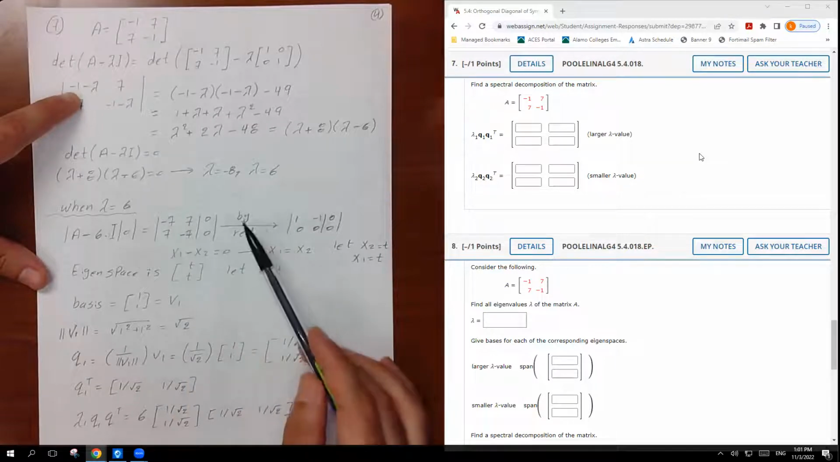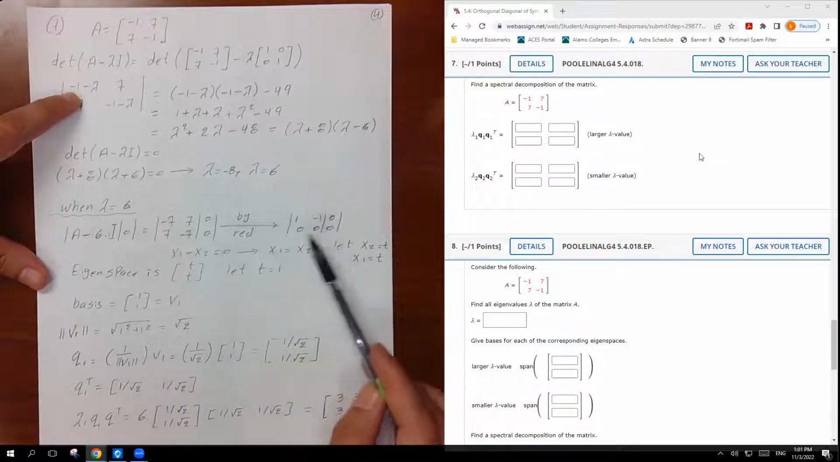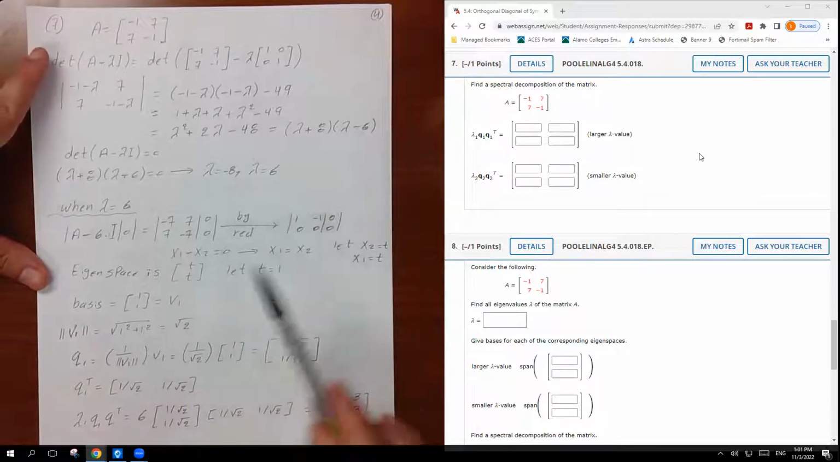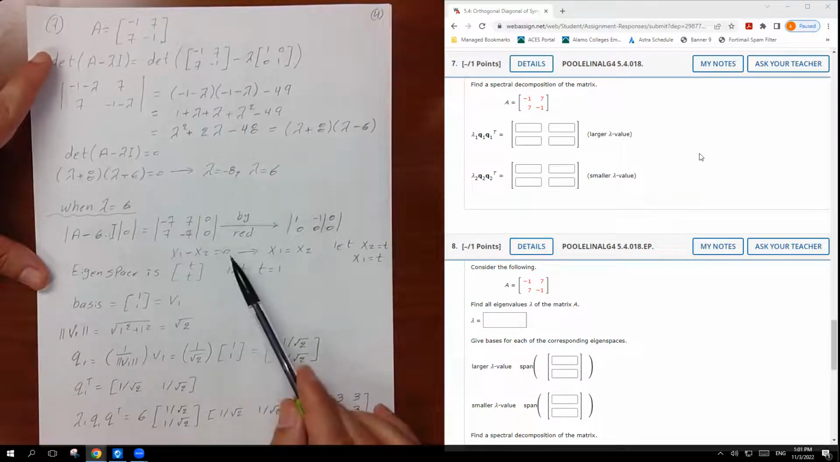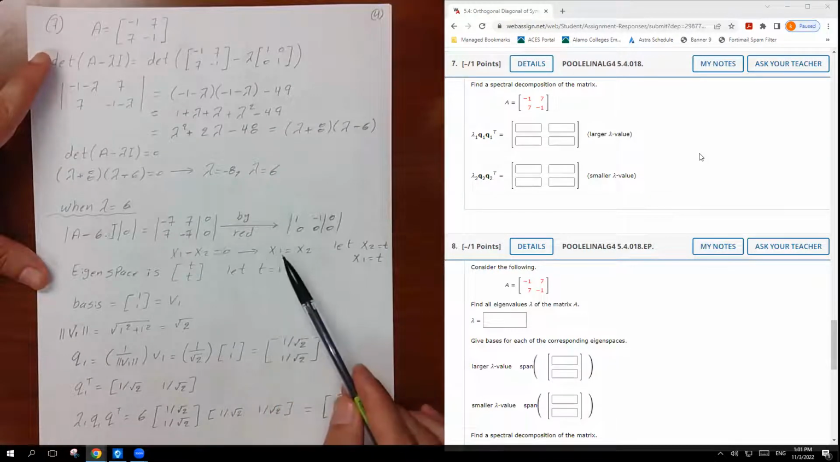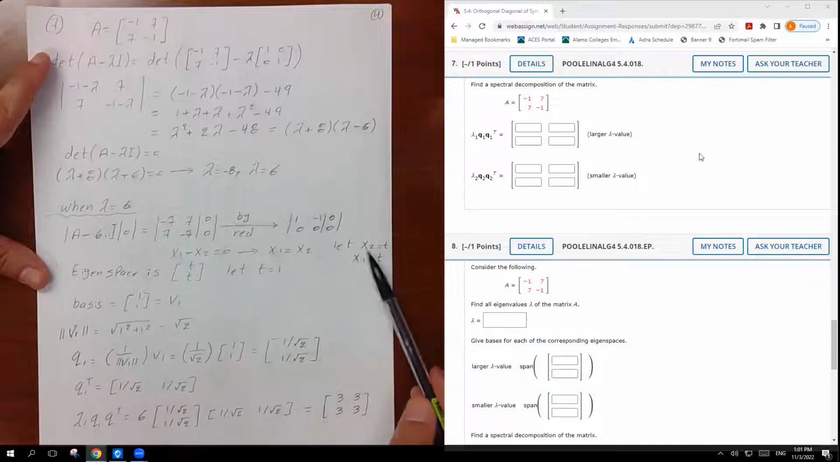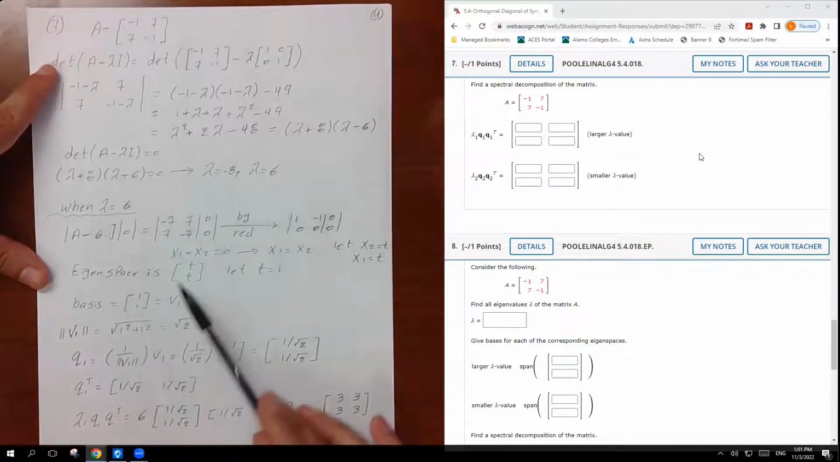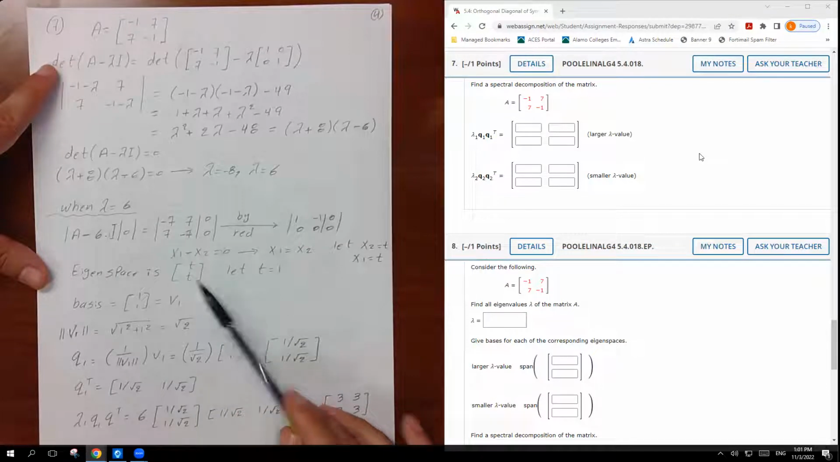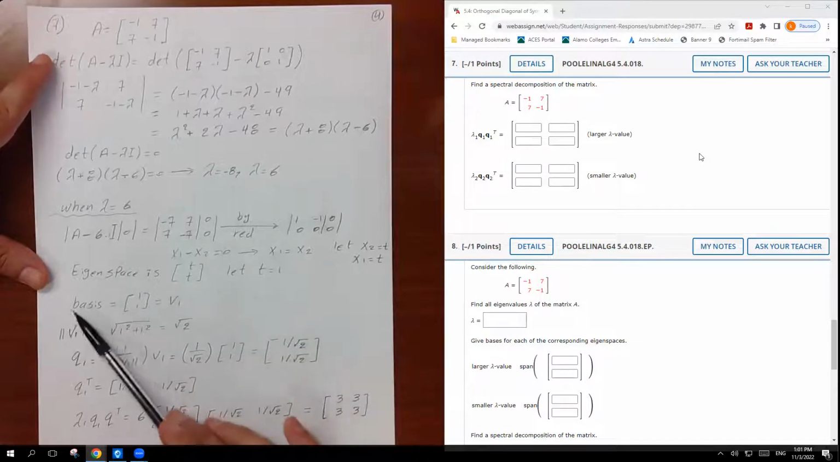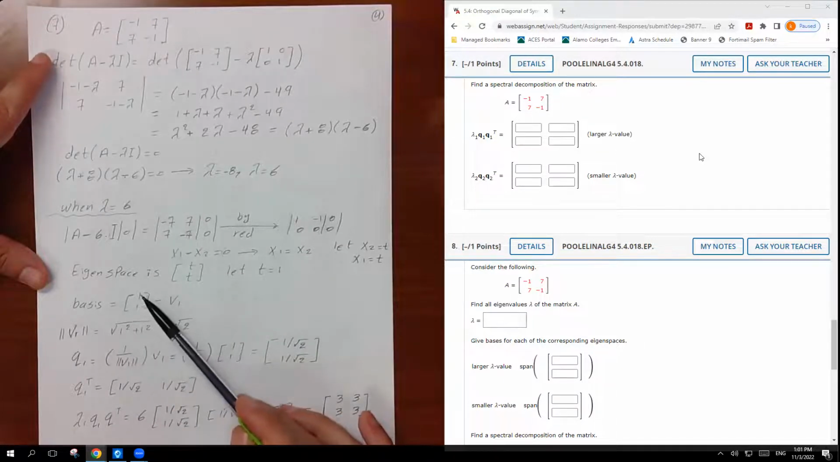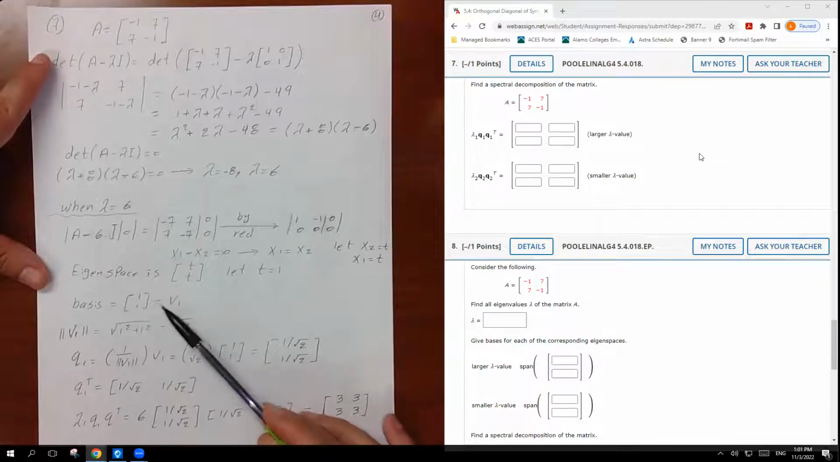0, 0. By reduction, here is the reduced form. That means x1 minus x2 equals 0. In this case, x1 equals x2. We're going to let x2 equal t. That means x1 equals t. So our eigenspace is going to be t and t. Let t equal 1. Here is the span, which let's say is the basis: 1, 1 equals v1.